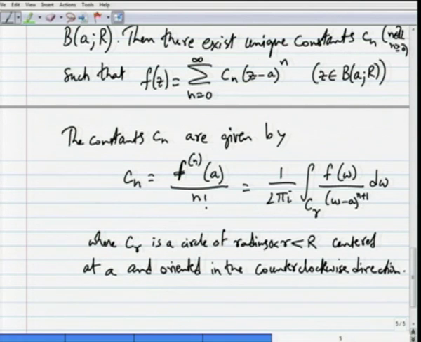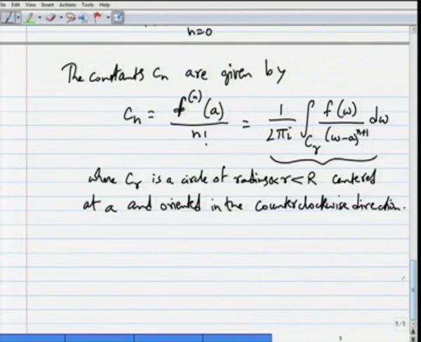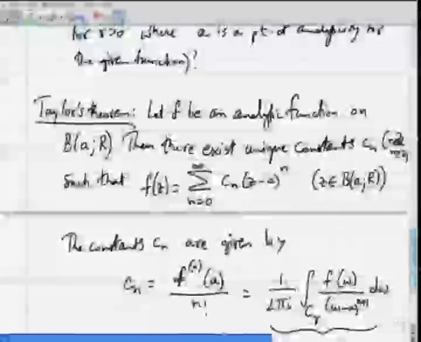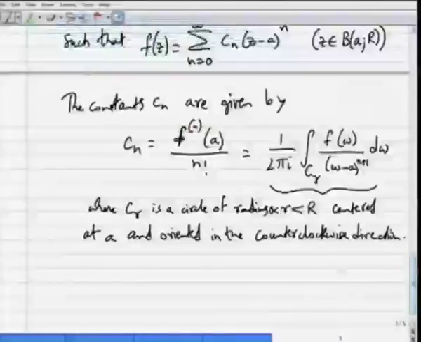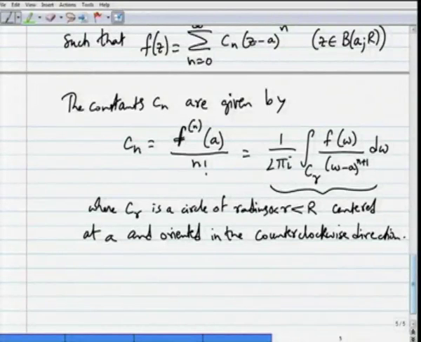And by Cauchy's integral formula for the nth derivatives, we know that the nth derivative of f at A divided by n factorial is precisely the expression on the right hand side. So, that is the statement of Taylor's theorem. So, it not only tells us that an analytic function is locally expressible as a power series, but also that the constants C_n in the power series are given by the nth derivative of f at A divided by n factorial.